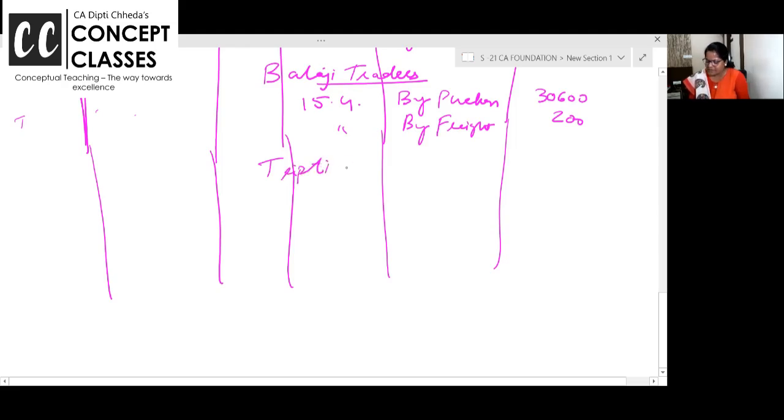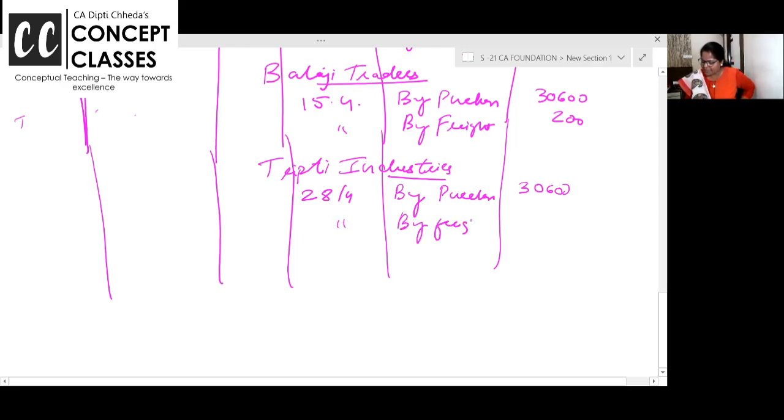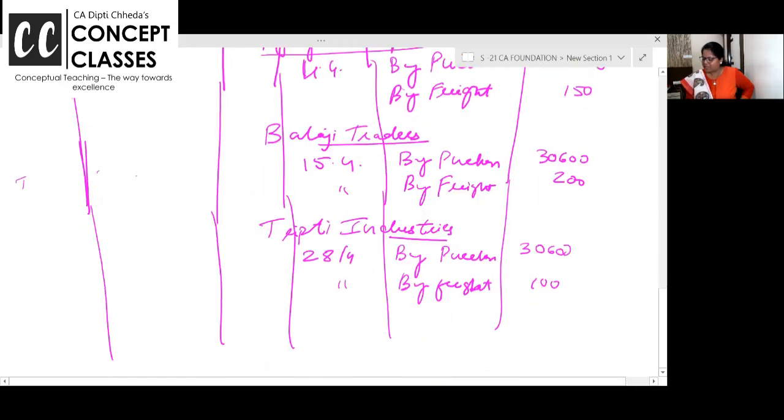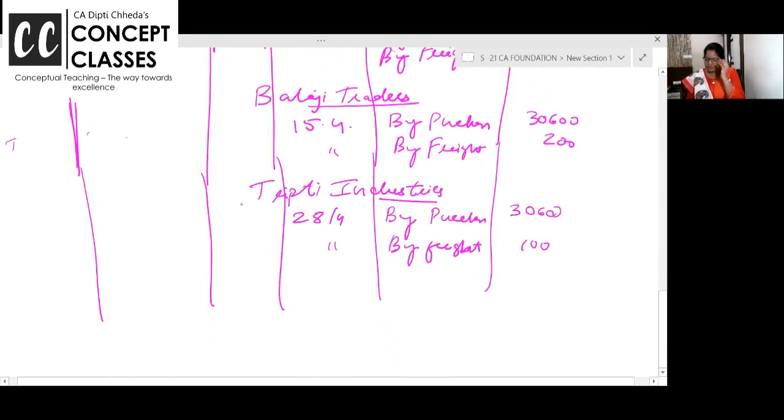Dipti Industries. I hope my speed is fine. Dipti Industries. When did I buy from him? 20th of April. By purchase, 30,600. Same amount. On the same day, by freight, 100. Tell me, any doubt from anyone? Anyone in the class is having any doubt, or is it clear?